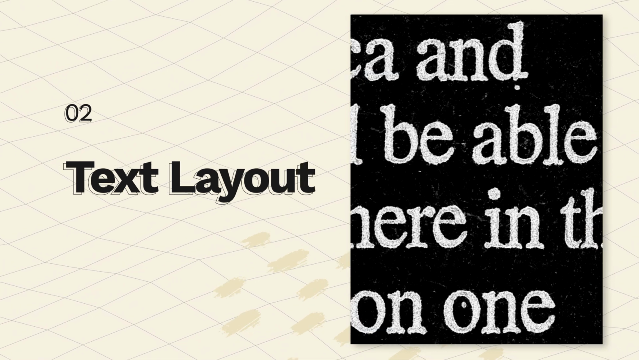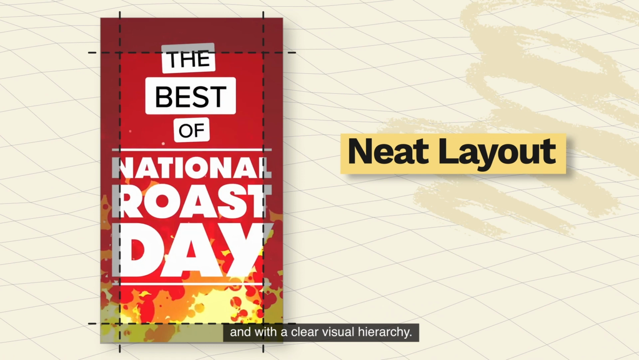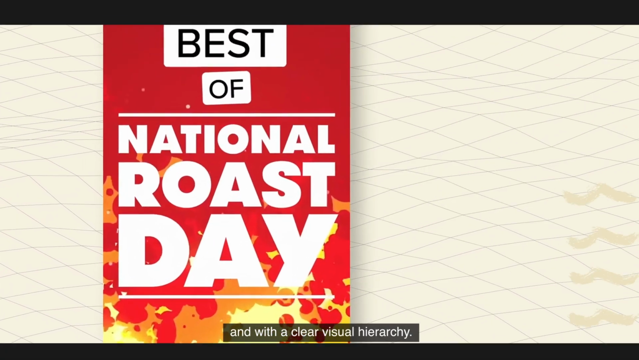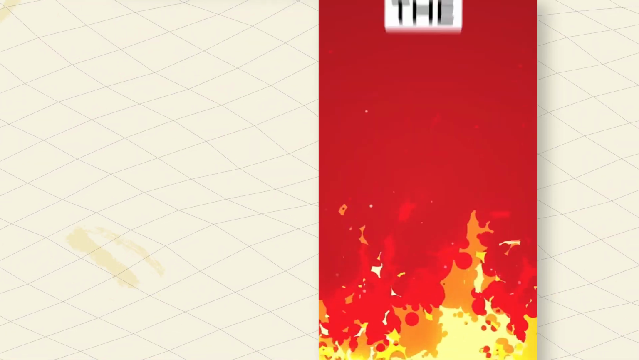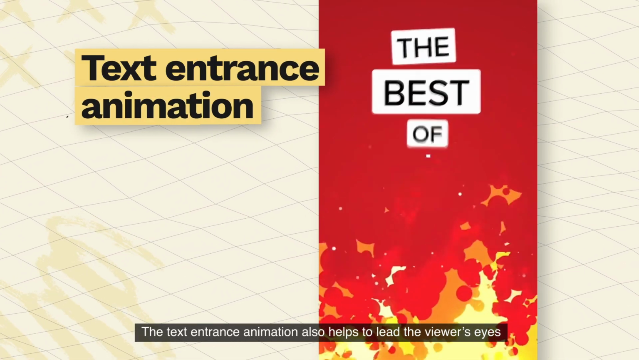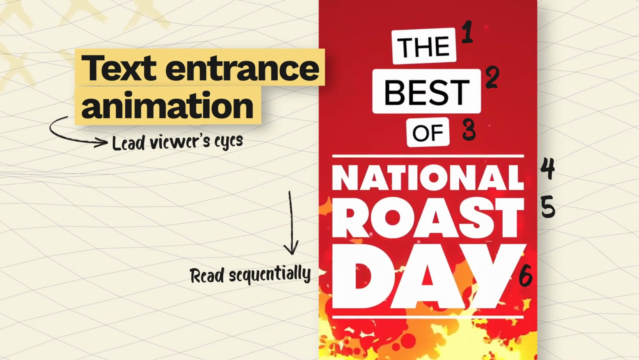2. Text layout. The opening text is arranged in a neat layout and with a clear visual hierarchy. The main message is highlighted with bolded text. The text entrance animation also helps to lead the viewer's eyes and read the message sequentially.